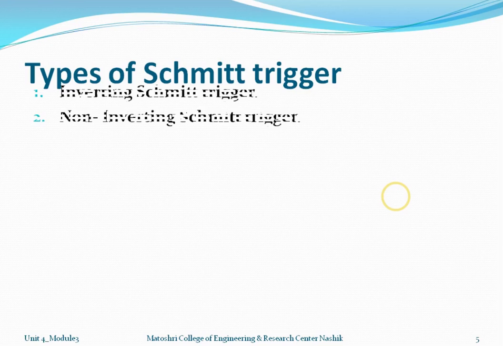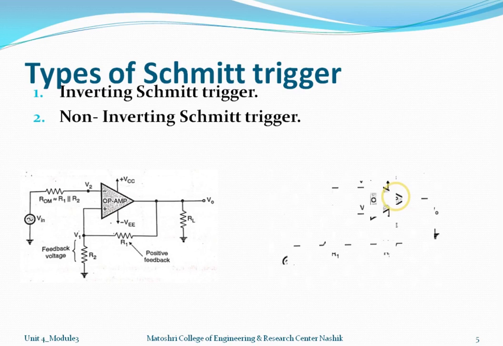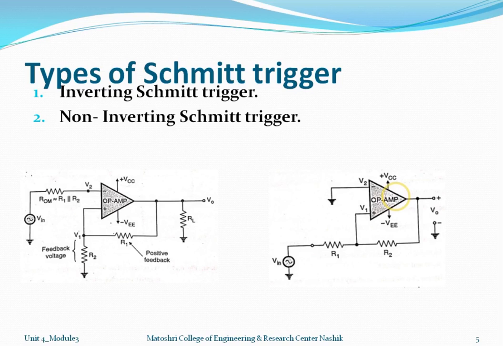Here are the types of Schmitt trigger: inverting Schmitt trigger and non-inverting Schmitt trigger. If the source is introduced to the inverting input terminal of the Schmitt trigger, then this is the inverting type of Schmitt trigger. And if the source is introduced to the non-inverting input terminal, that is nothing but the non-inverting type of Schmitt trigger. Here we can see the circuit diagrams of the inverting and non-inverting Schmitt trigger.